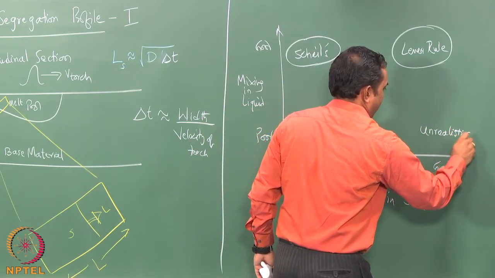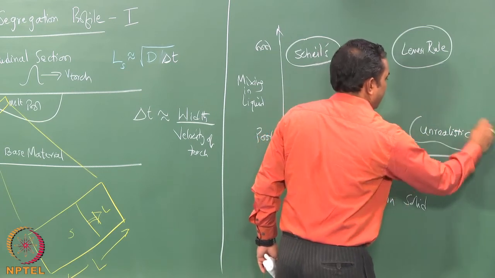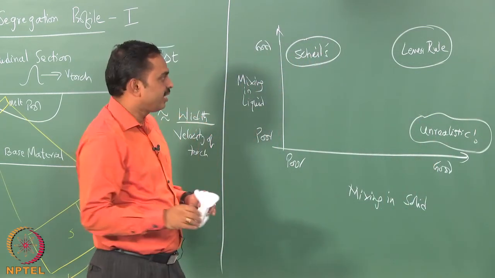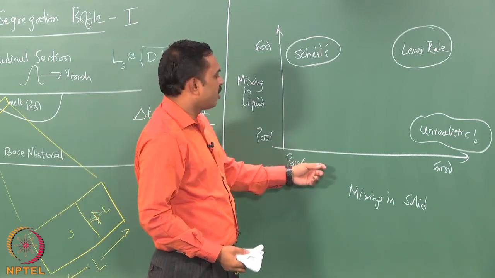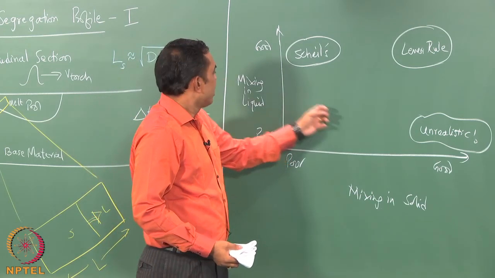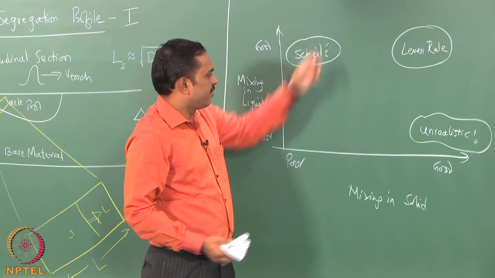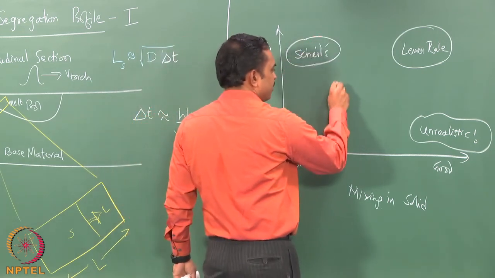And where would the reality be? The reality would be such that the mixing in the solid is slightly on the poorer side and the mixing in the liquid is good, but not completely available. So, you can say the reality is maybe here.